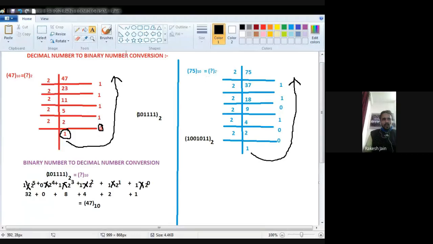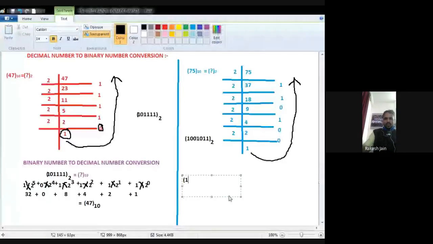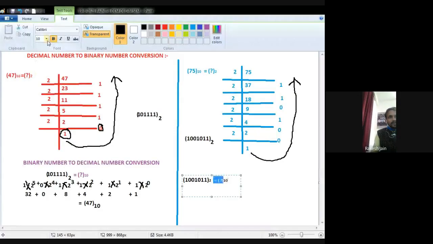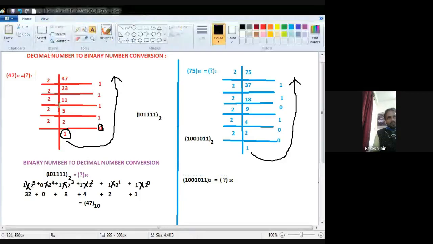Now once again, at the right side I am going to explain the second example. Let's suppose my number is 1001011. Okay, this is my binary number. Now I want to convert this number into a decimal number. So how can I convert this number into a decimal number?